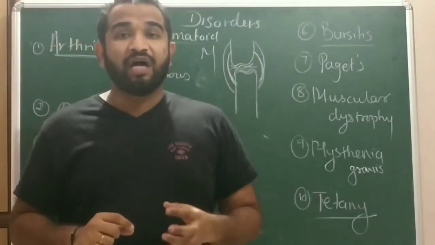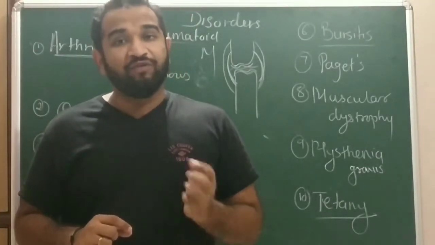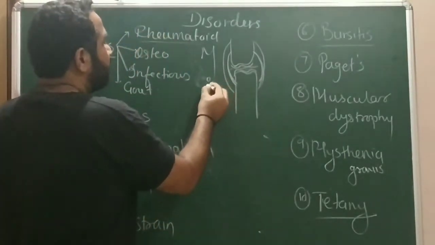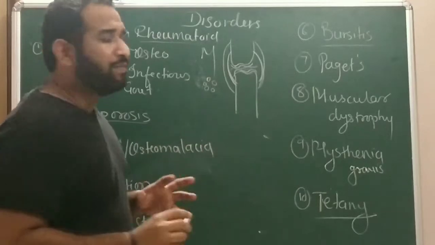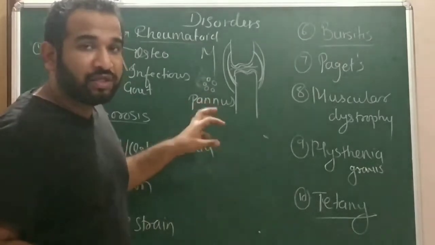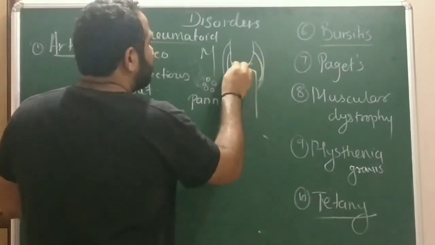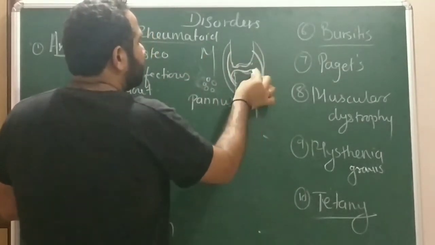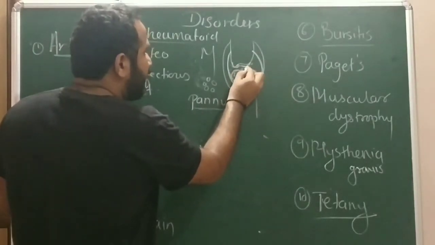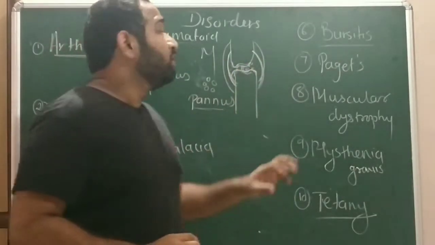The synovial membrane starts secreting abnormally high amounts of synovial fluid. Along with the synovial fluid, it starts producing abnormal granules, which are called pannus. This is the synovial membrane, and this part is the cartilaginous membrane of the bone. These pannus granules go and start accumulating on the membrane of the bones.